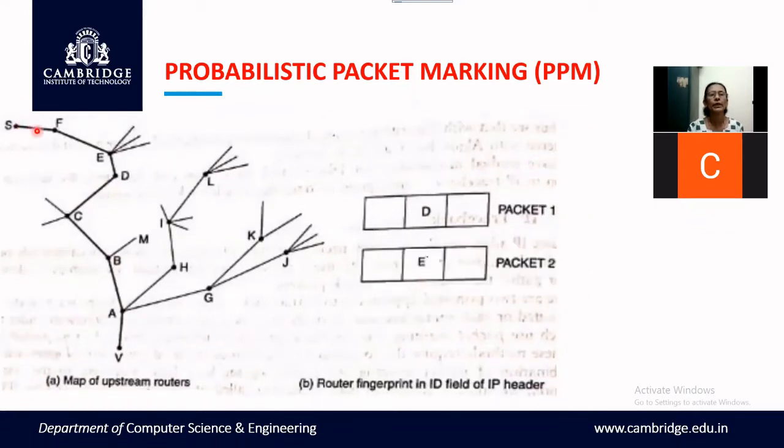The second packet is again following the same path. It is moving from S to F. At S, it is not being marked. At F, it is not being marked. It comes to E, where it has to be marked. So it calculates the hash value and makes the entry in the ID field. Now again, the packet moves on to D. It is not being marked. The packet comes to C. C decides to mark it.